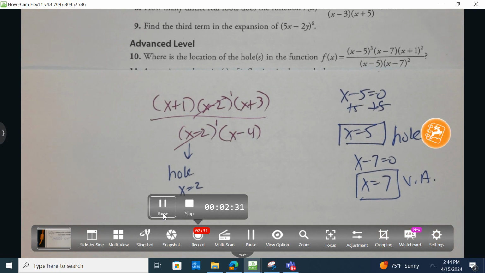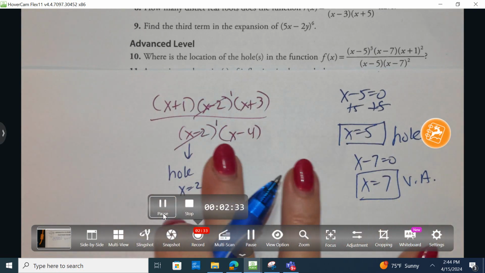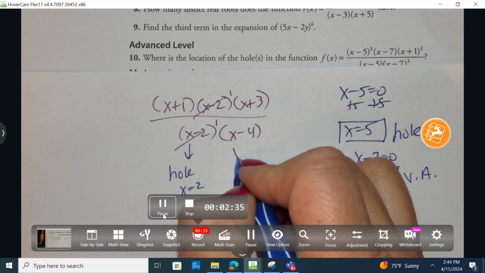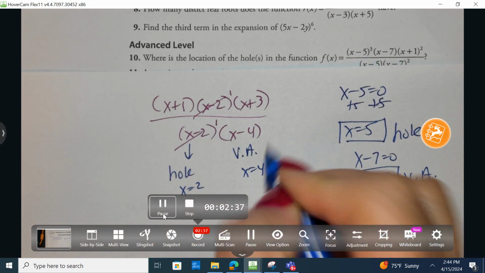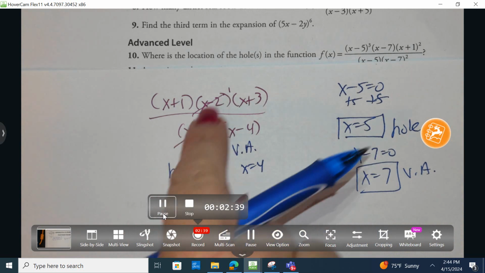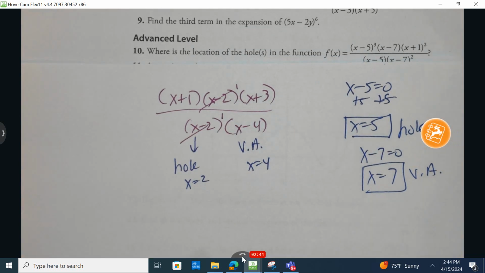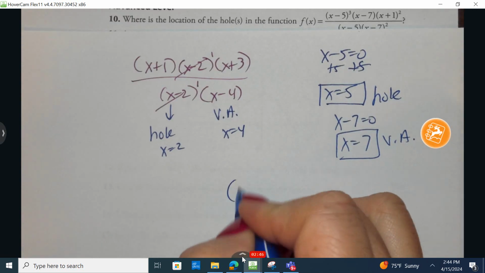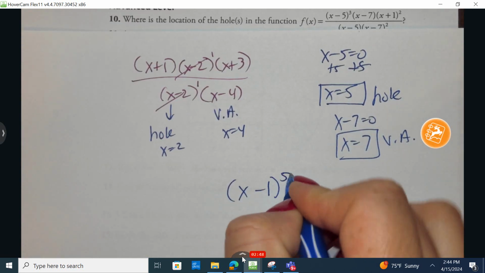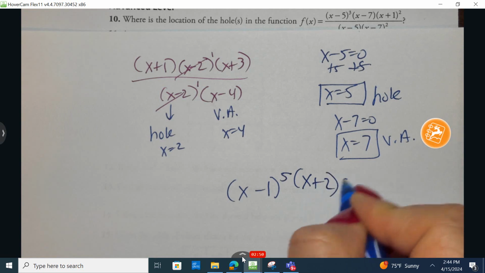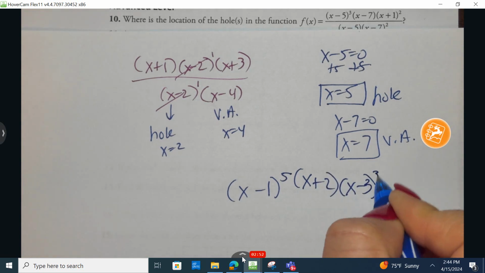Let's look at one more of these. This is so much easier when it's in this form, by the way. Here, we'd have a vertical asymptote at x equals 4, a hole, because they're exactly the same multiplicity at x equals 2. But let's look at one more example. Let me just make one up. If I did x minus 1 to the 5th, x plus 2, and x minus 3 to the 3rd.